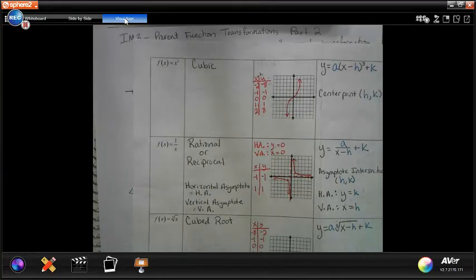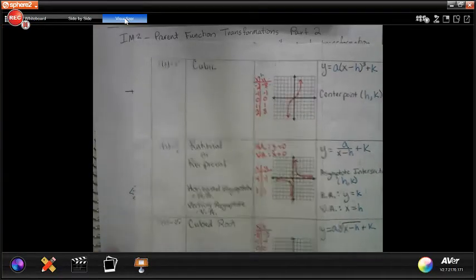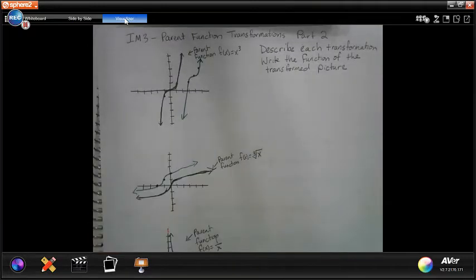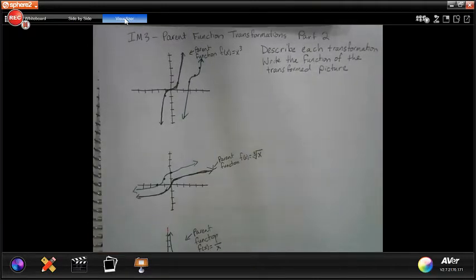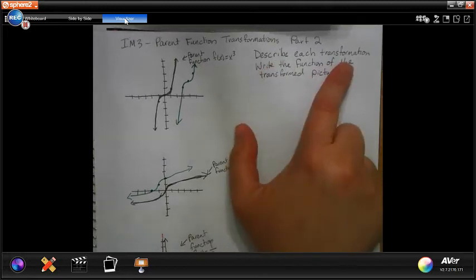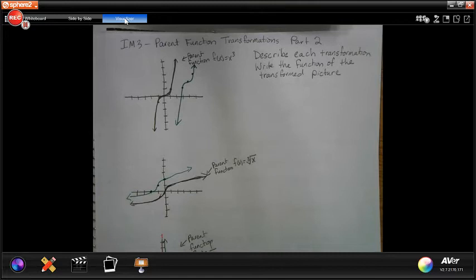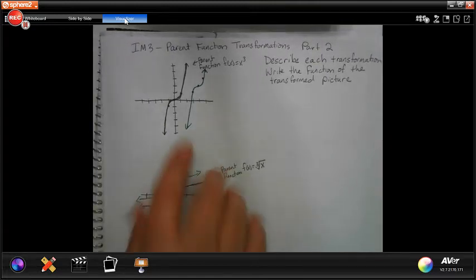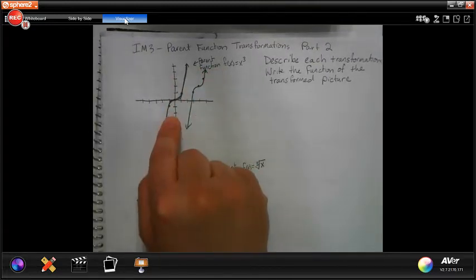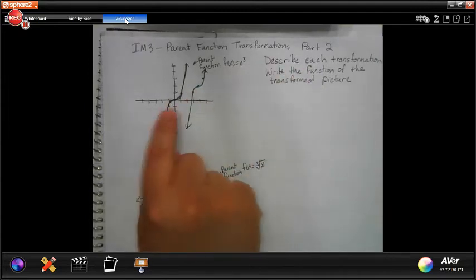For this lesson, you're going to be doing basically the same thing as in part 1. You're going to describe each transformation and write the function of the transformed picture. You won't have to actually graph, but you will have to recognize graphs, recognize equations, and change equations, just like last time. Here we go, describing each transformation, just what happens.